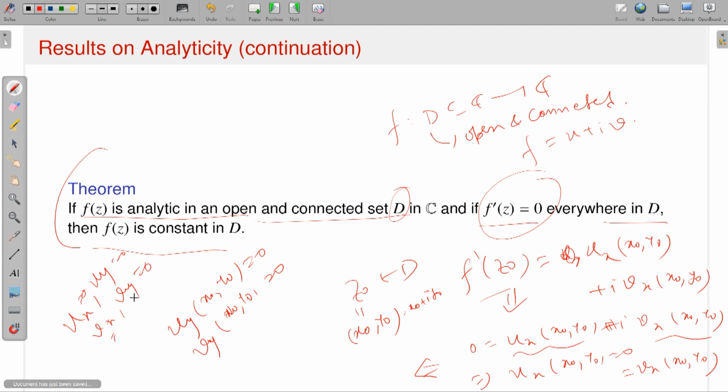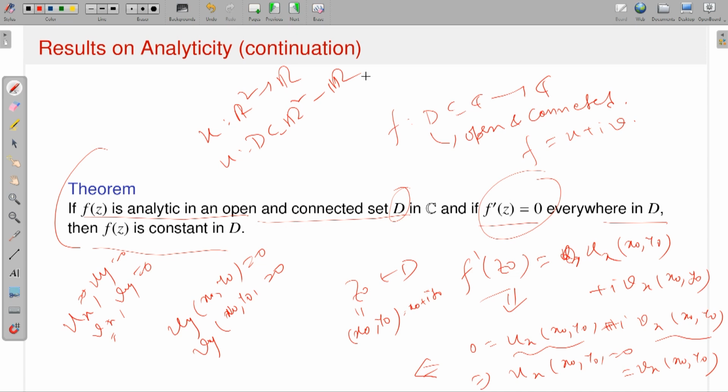Now, if I have a function u, what sort of function is u? u is a map from R2 to R, defined from D, a subset of R2, to R. All the partial derivatives of u with respect to the x variable and y variable are 0, and my domain D is open and connected. So u is free from x, u is free from y, v is free from x, v is free from y. Therefore u is a constant, v is a constant, and hence f is a constant.